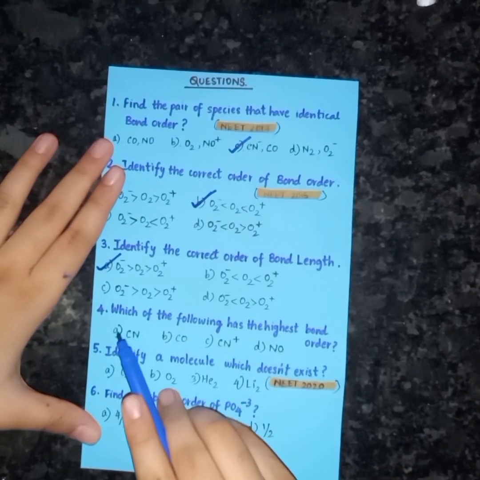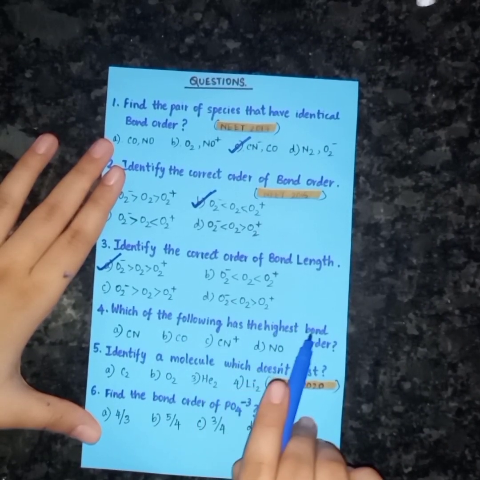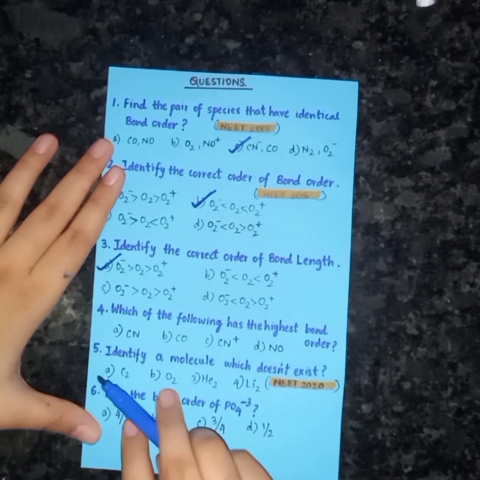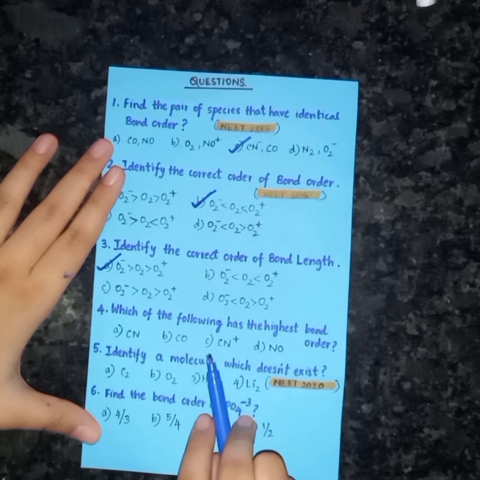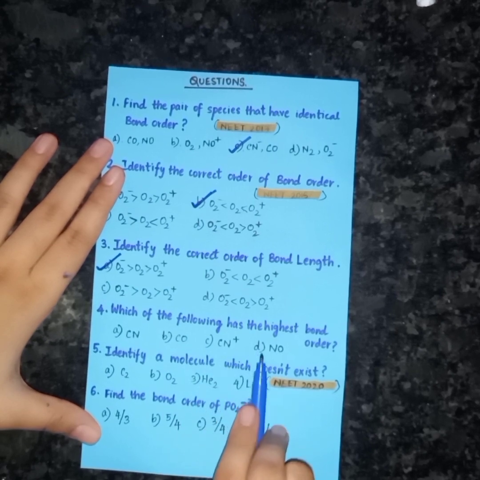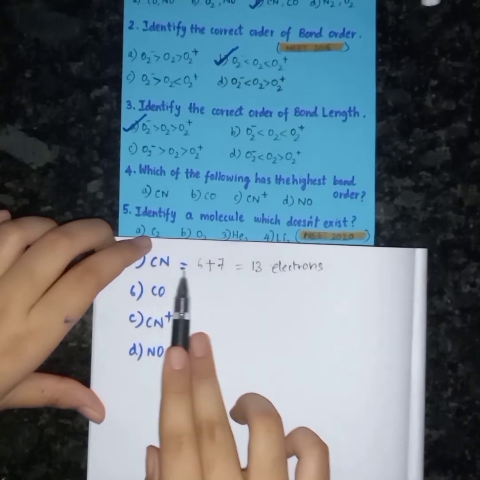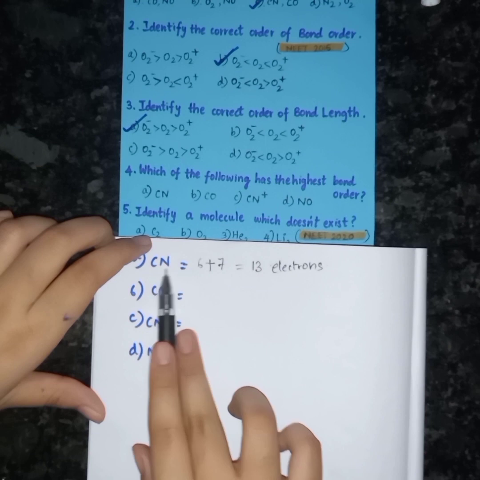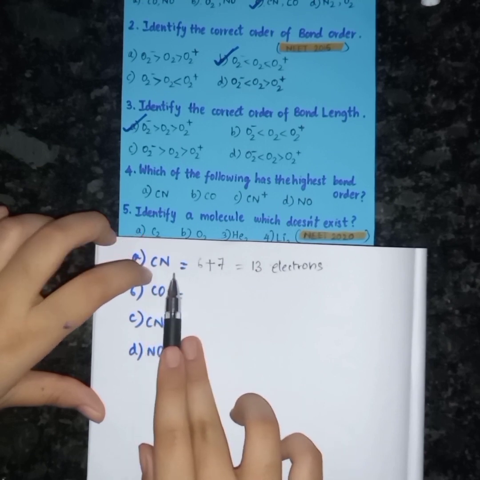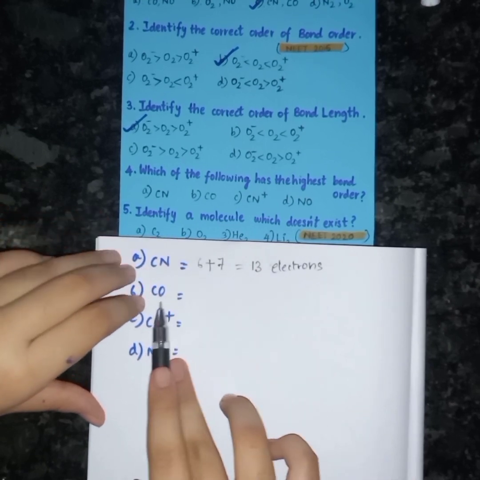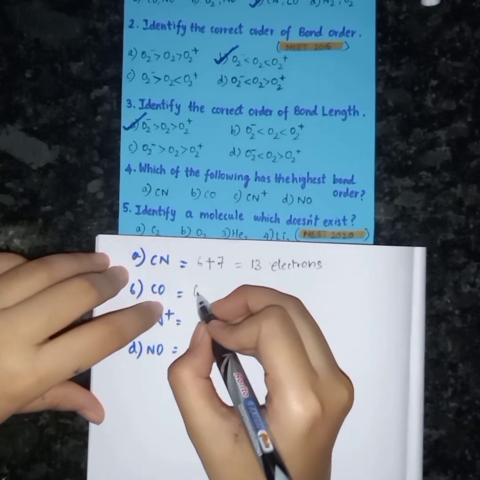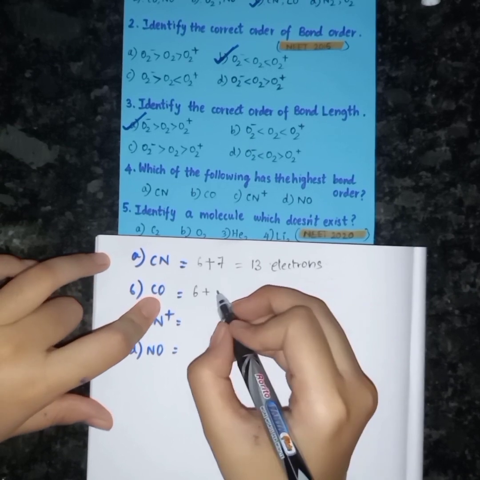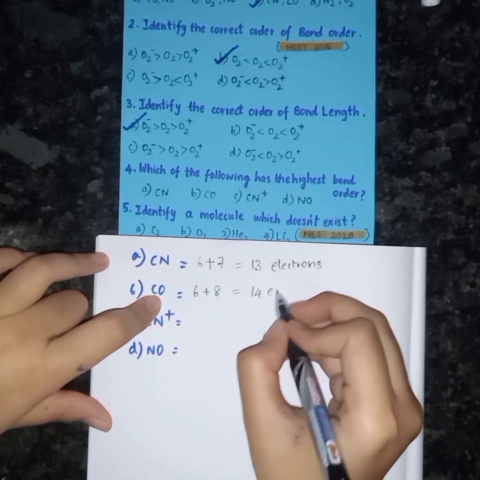Fourth question. Which of the following will have highest bond order? Option number 1, CN. Option number 2, CO. Option number 3, CN plus. Option number 4, NO. Carbon has 6 electrons. Nitrogen has 7 electrons. Therefore, CN will have 13 electrons. Here in carbon monoxide, carbon is having 6 electrons. Oxygen will have 8 electrons. Therefore, 14 electrons.